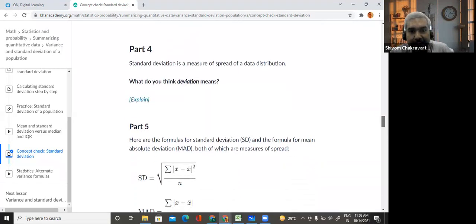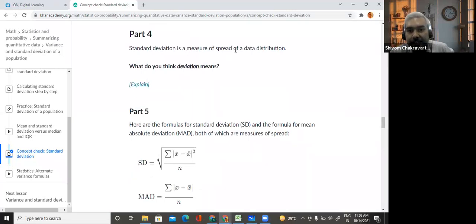We have to check the explanation. So it's clear. Standard deviation is a measure of spread of a data distribution. What do you think deviation means? Deviation means how different the data is, how far the data is from the mean. That is a matter of definition. Deviation means how far a data point is from the mean. Standard deviation measures the spread of the data, how spread out all the data points are on average. Deviation can be for just one point. Standard deviation is for the entire data set.